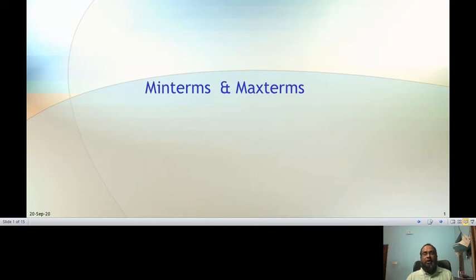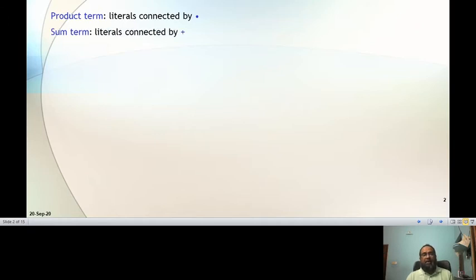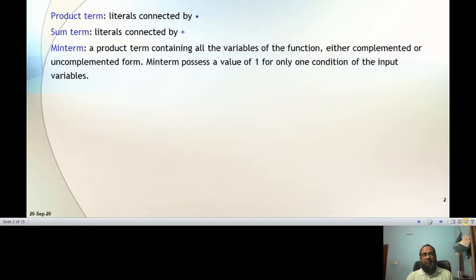Dear students, today we are going to see certain terminologies related with Boolean expressions or Boolean terms. So, Minterms and Maxterms. Before that, we will see what is a product term. The terms that are connected by the AND operator are known as product terms. Similarly, the terms or literals that are connected by the OR operator are known as sum terms.